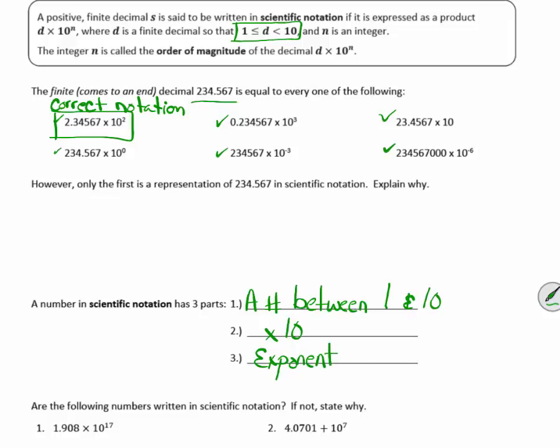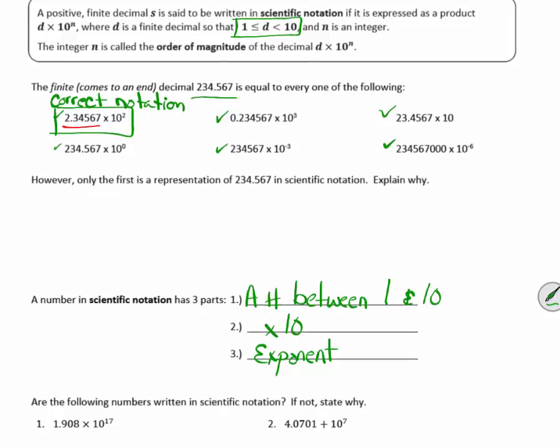So when we look at the examples up top here, they all have a number times 10 and they have an exponent. But only this one is between 1 and 10. Right here we have 234, that's too big. Here we have 0.23, too little. Here we have 234, too big. 23, too big. This one is way too big. All right, so that's what we're going to be looking at here.